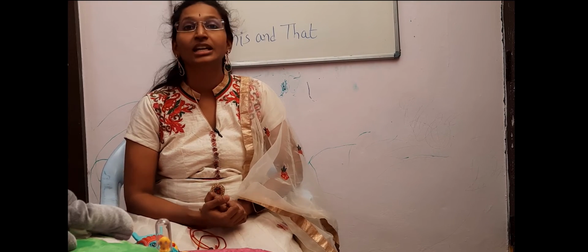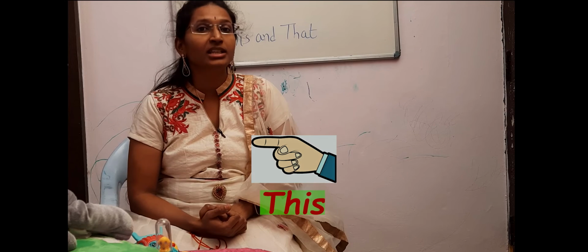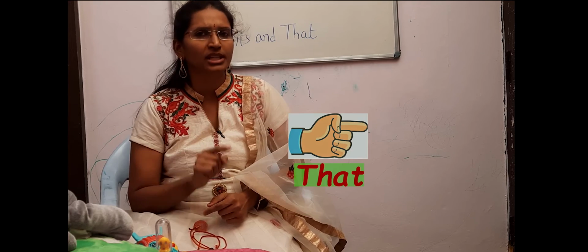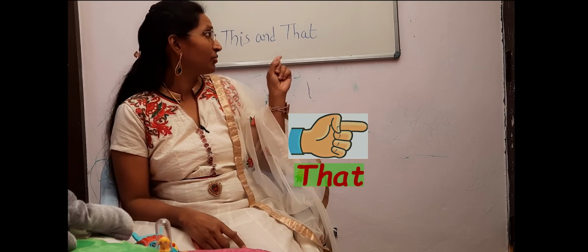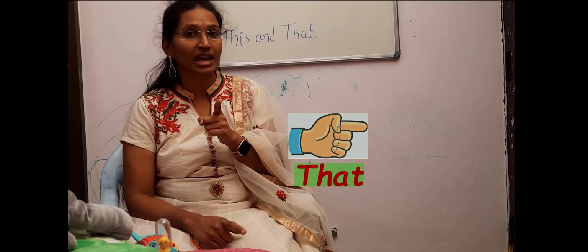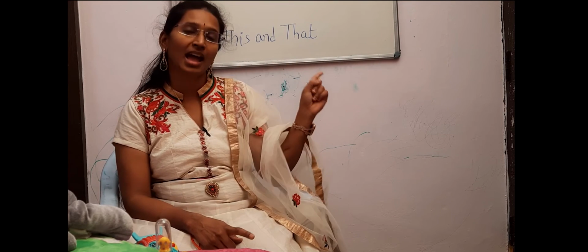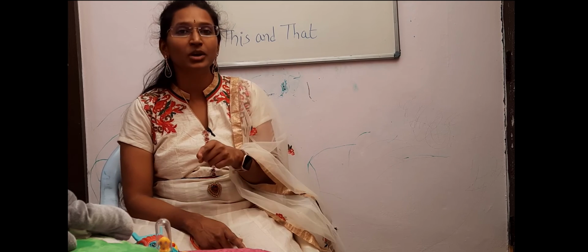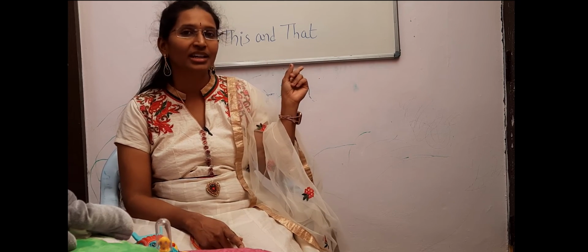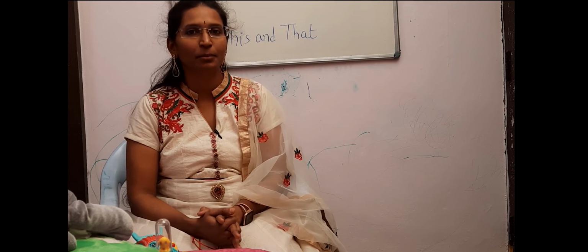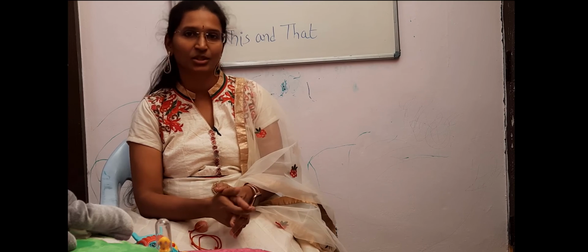Yes? So the object which is near to us, it is called as this. And the object which is far away from us, it is called as that. This gift, that gift. This one, that one. Okay. So friends, hope you got an idea how to explain about the words this and that to children.